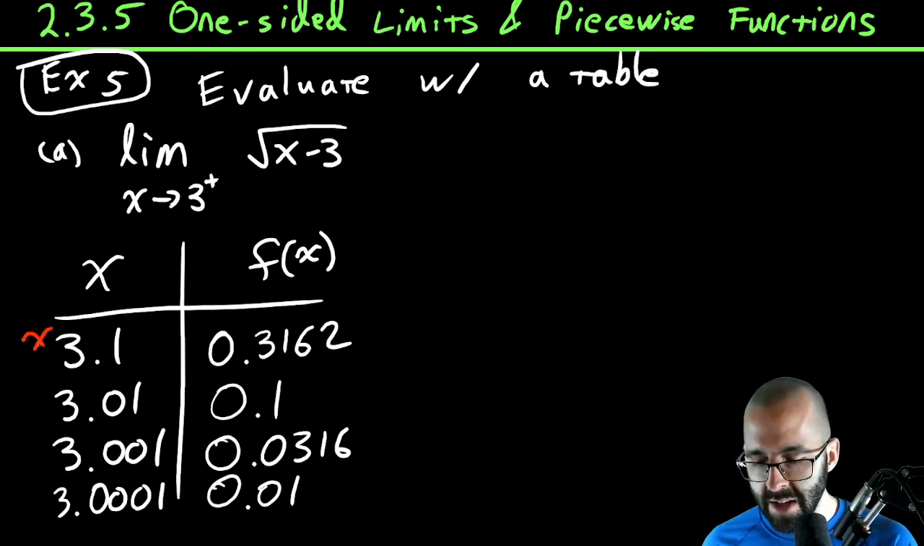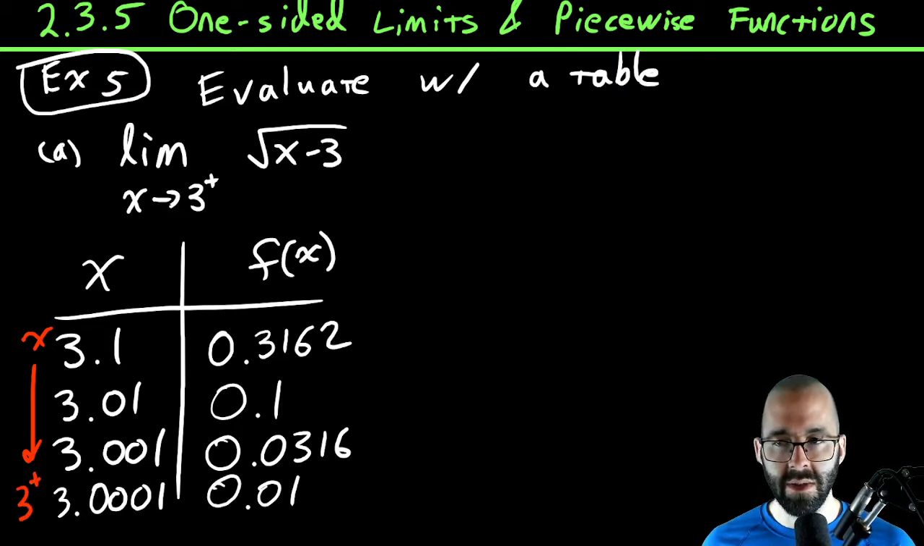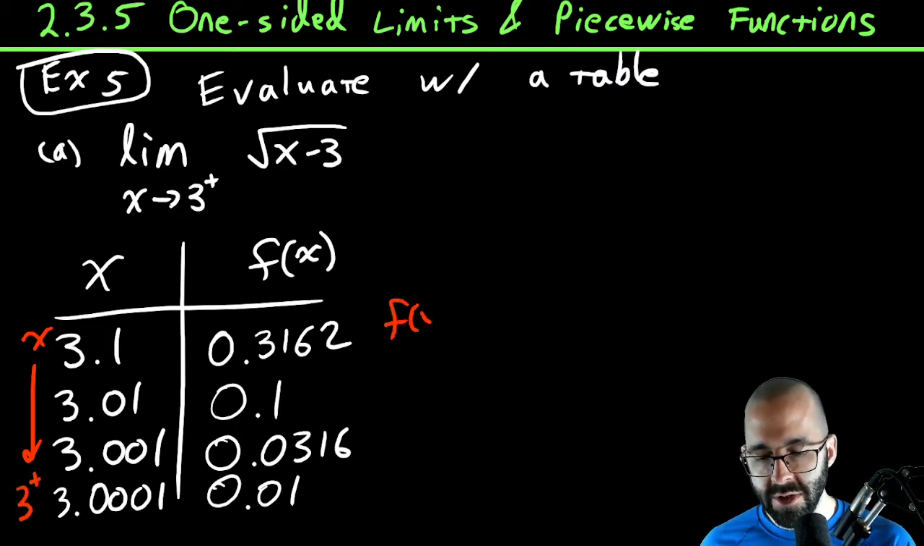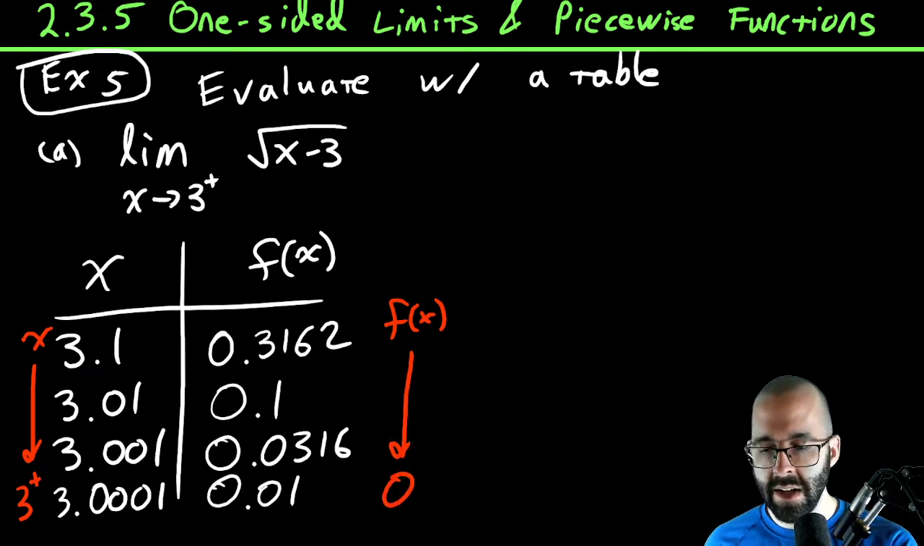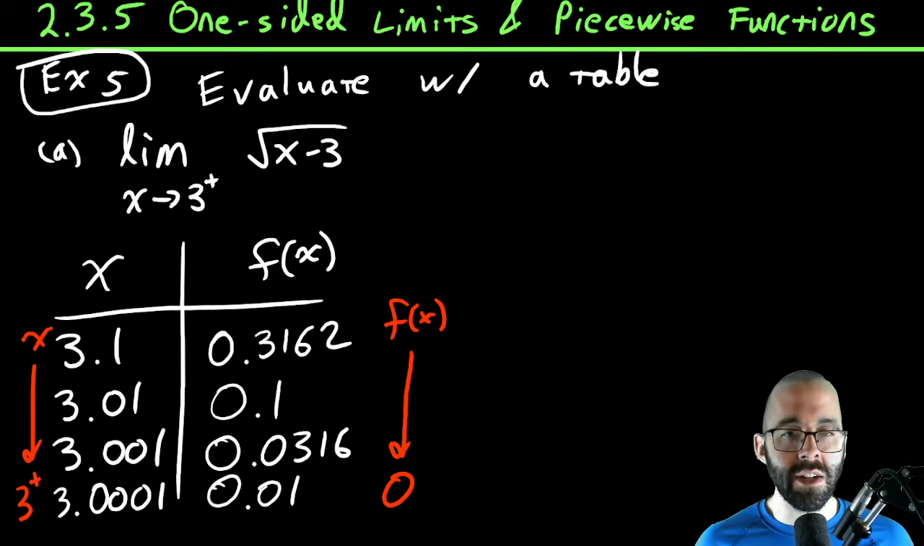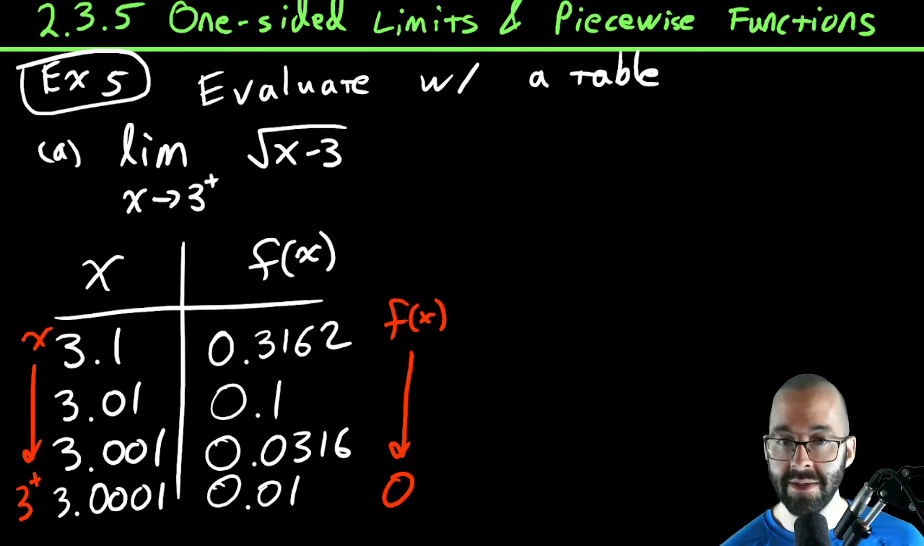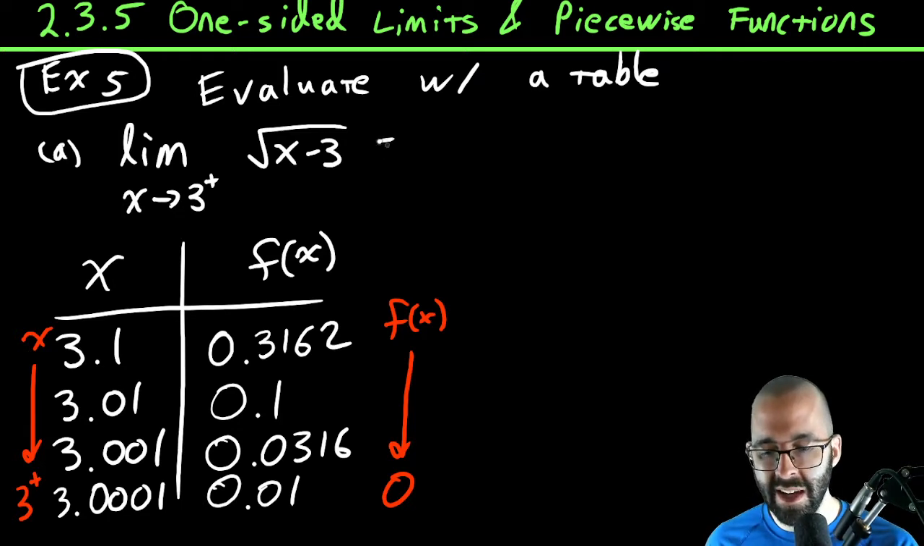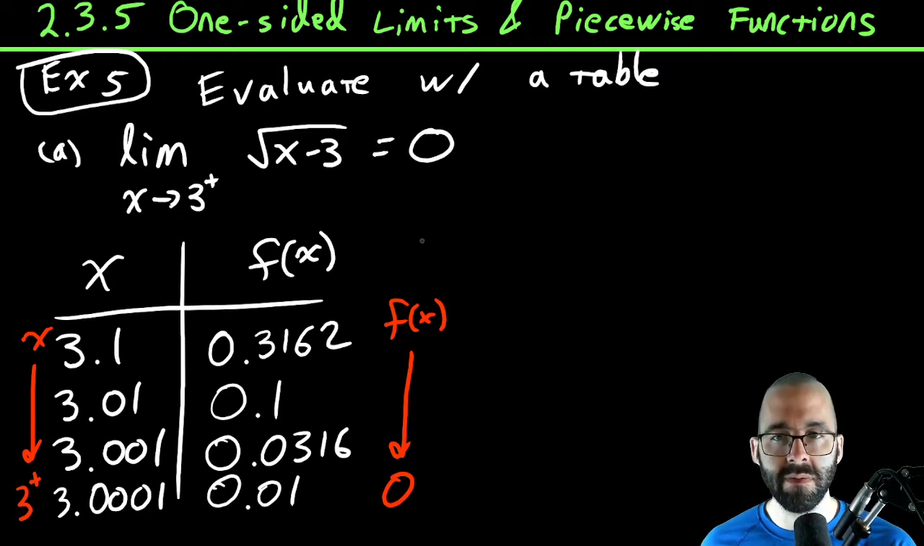But the important thing is that x is approaching 3 from the right, or above 3. This function is approaching 0. So our intuition, we're not proving this right now, the intuition from before is we'd say, all right, it looks like this is 0.